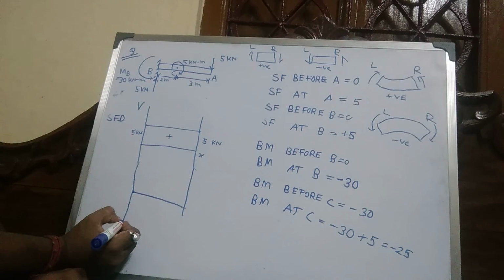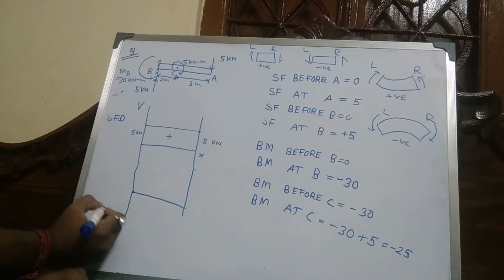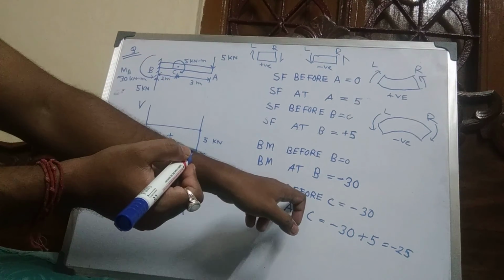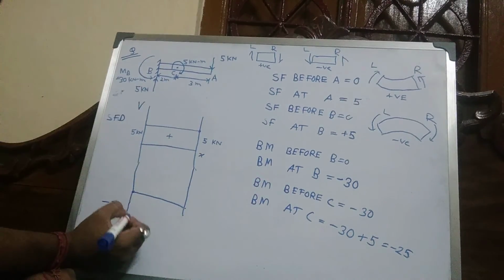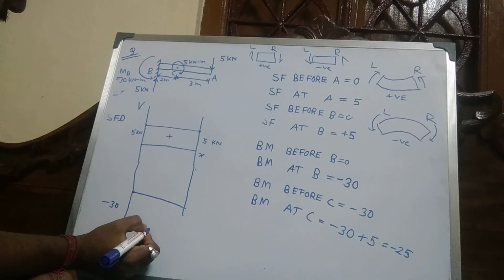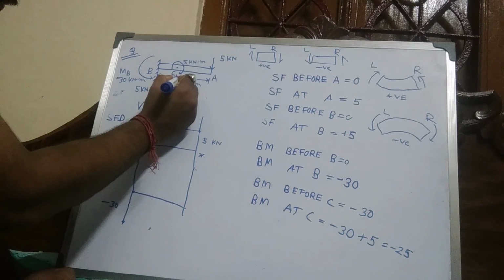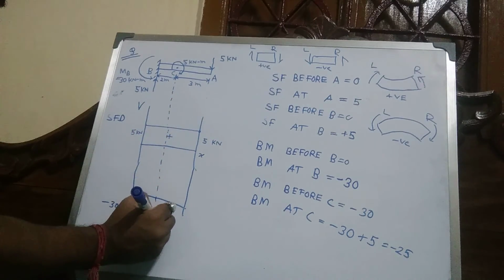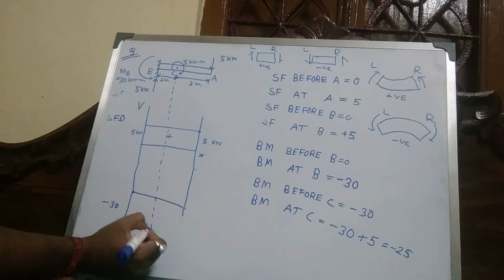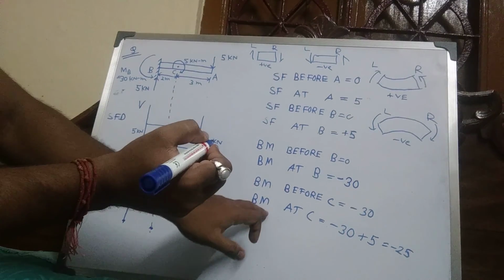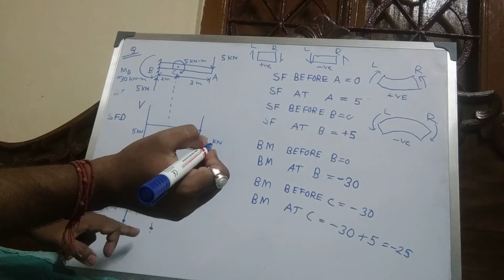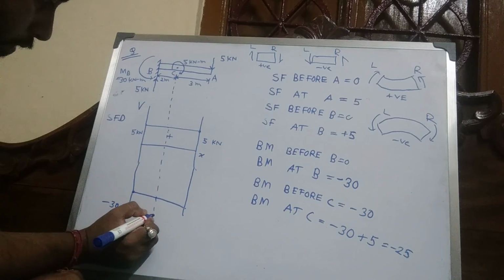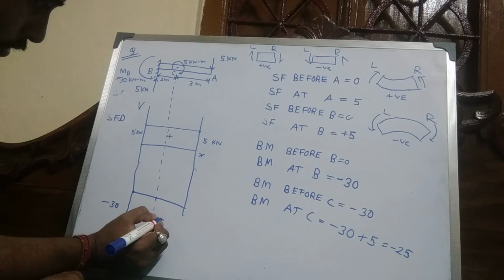at B, this is negative sign, this is minus 30. Before C, this is constant 30, this is point C. This is point C, and at C, before C, this is 25, and this is 25.